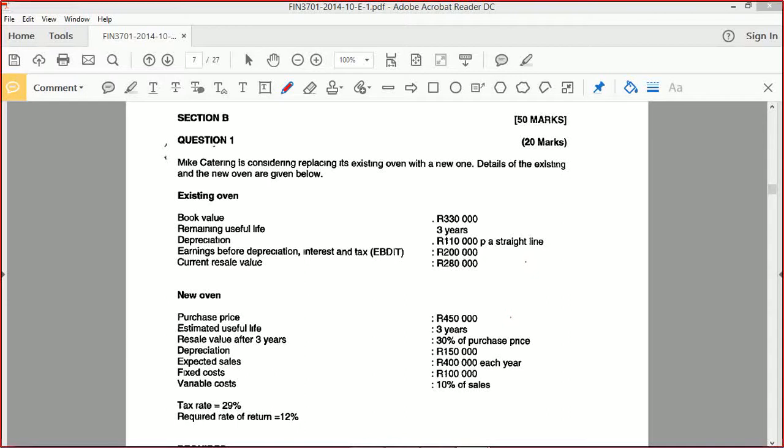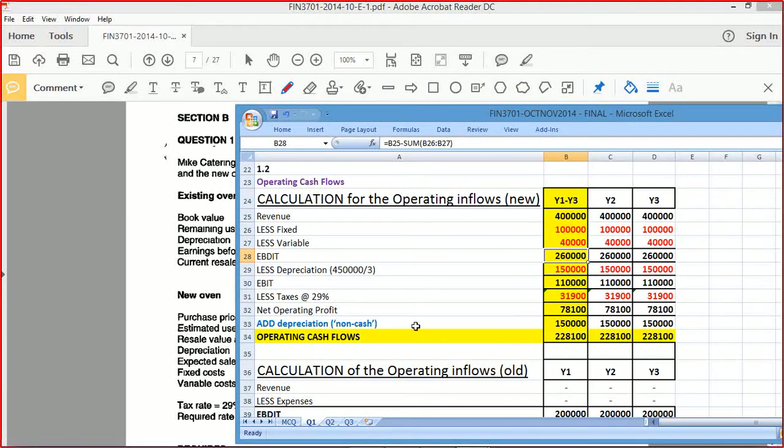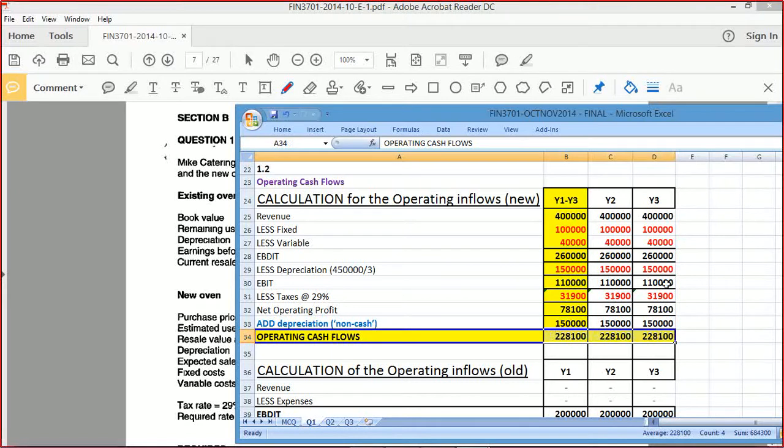So your earnings before depreciation is 260. Yes. Minus your 150 on depreciation leaves you with 110. Same thing, no interest. Yes. Your tax is 31,900. Good. Profit 78,100. Your depreciation 150, and your cash flow is 228,100. Good. So your incremental cash flow is 54,200.